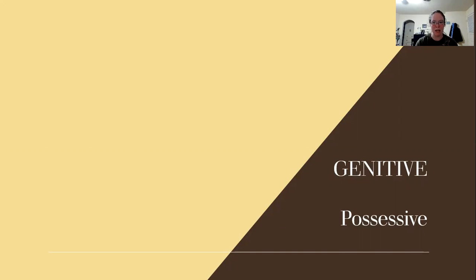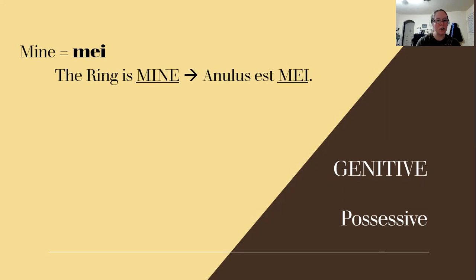Let's move into the genitive case. Genitive is used for possessive. So mine or my, but mine is mei. So that is actually two different vowels, me, and they just kind of, if you say it fast, it sounds a little bit weird. Me, mei, but it's not may. Mei. So example, the ring is mine. Anulus est mei.